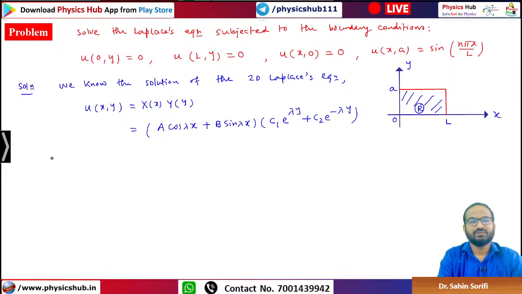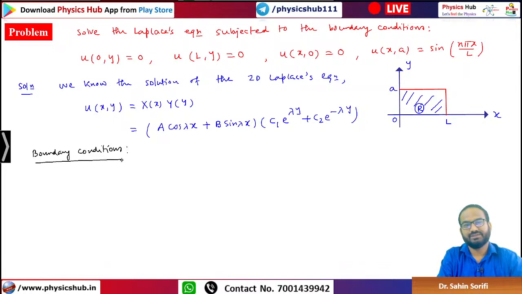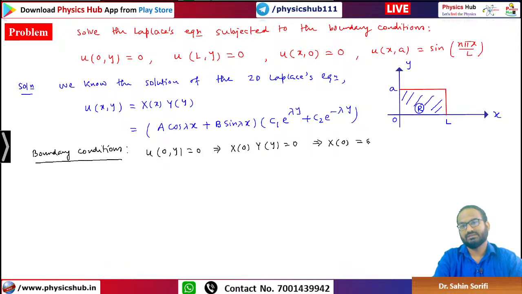Now let us try to utilize the boundary conditions to evaluate the unknown constants. So here 4 unknown constants are there: a, b, c1 and c2. So 4 boundary conditions will be sufficient to evaluate all of them. So the first boundary condition, u(0, y) equals 0. This means X of 0 times Y of y equals 0. Y of y is a variable. So we can conclude from here that X of 0 equals 0.